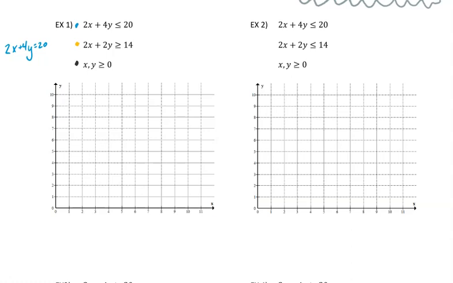I'm going to do it by slope and intercept. So we're going to start by moving that 2x over so we can start solving for y. So we have 4y equals negative 2x plus 20. And we can divide everything by 4. So we get y equals negative 1/2 x plus 5. So our slope is negative 1/2, and our y-intercept is going to be (0, 5).